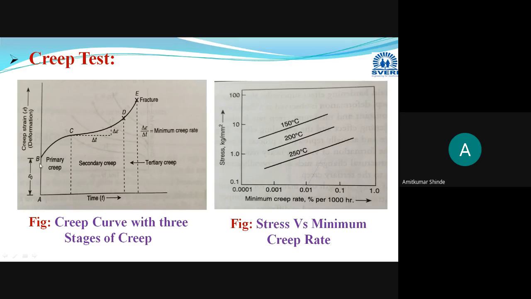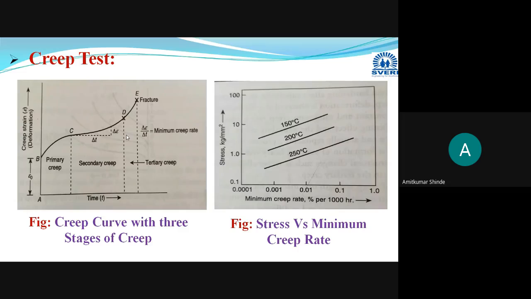Okay, I will repeat it again. From A to B, when you have applied load initially, instantaneous elastic deformation will occur. From B to C, primary creep will occur, also known as transient creep. Then secondary creep will occur in this region C to D, also known as steady state creep. And in this region D to E, tertiary creep or accelerated creep is there.